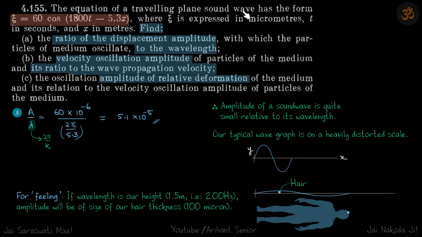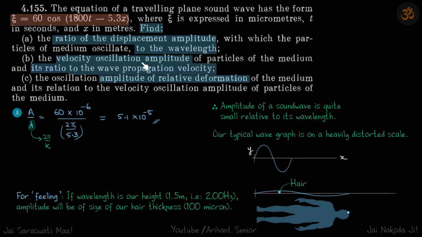We have this sound wave of the form E = 60 cos(1800t − 5.3x), where E is the displacement expressed in micrometers, t is in seconds, and x is in meters. We need to find the ratio of displacement amplitude to the wavelength. So here we are comparing two distances: one is the amplitude of the particle, the second is the wavelength of the wave.